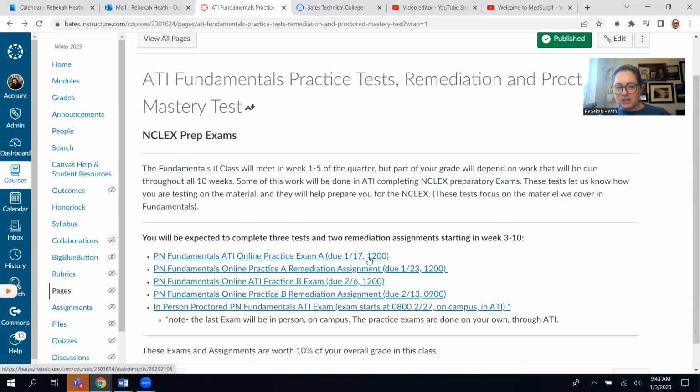You can notice some of these due dates are going to be while we're still having fundamentals class, but some of them, like February 23rd, are after you have already started going to clinical. So just be aware of when these are due. I'll be making announcements to remind you in the class.